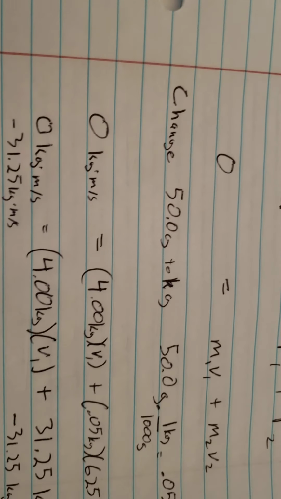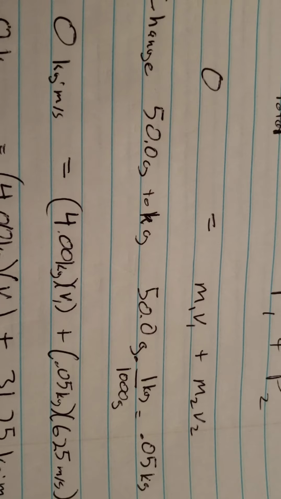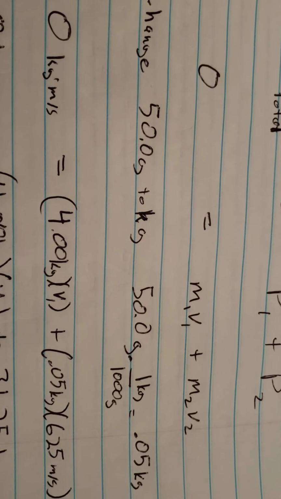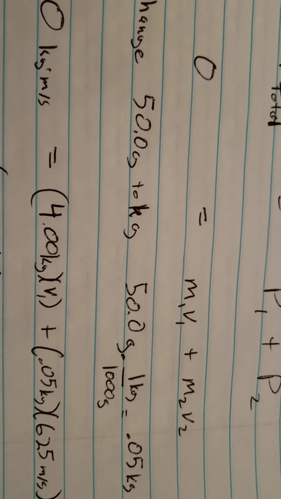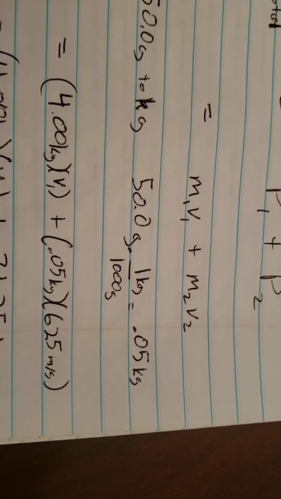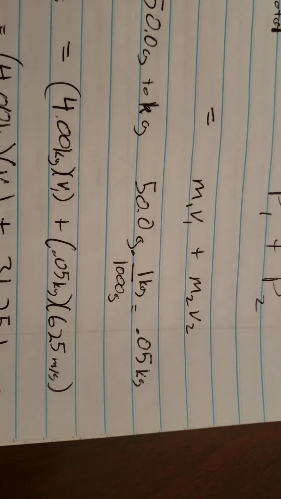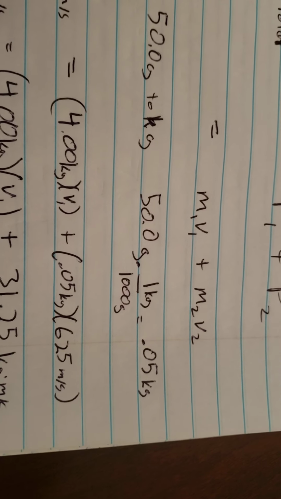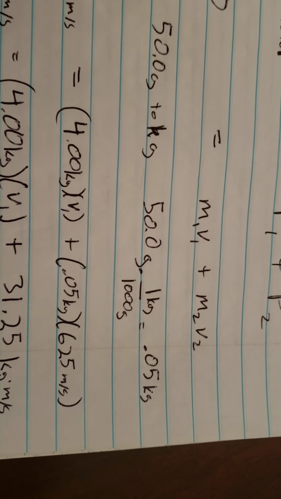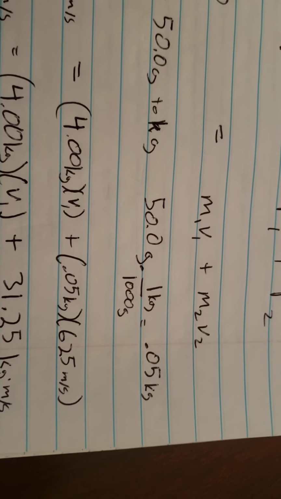Plugging those in, we have 0 kilograms times meters per second on the left, and then I have 4.00 kilograms times V1 for P1, and I have 0.05 kilograms times 625 meters per second for M2 V2. Since I used positive 625 meters per second, inadvertently I ended up making down the positive direction.